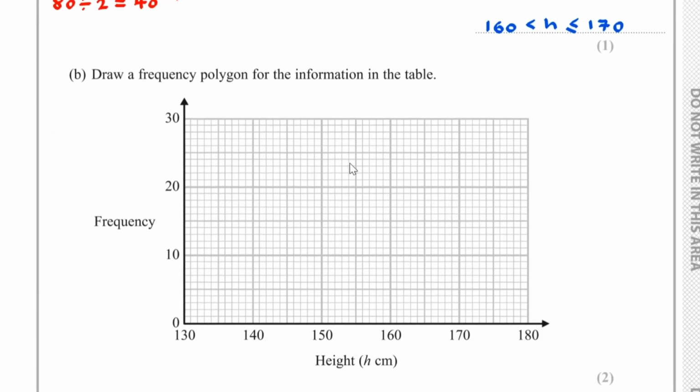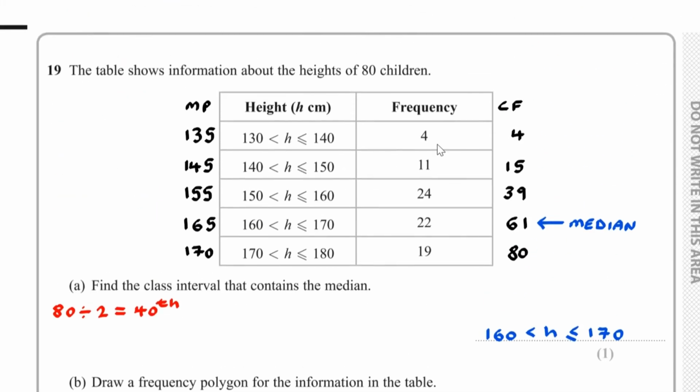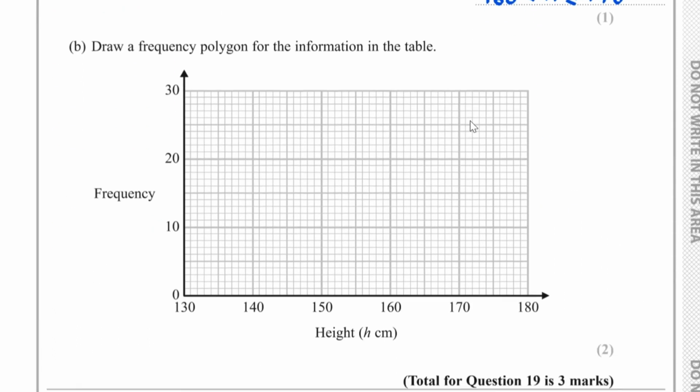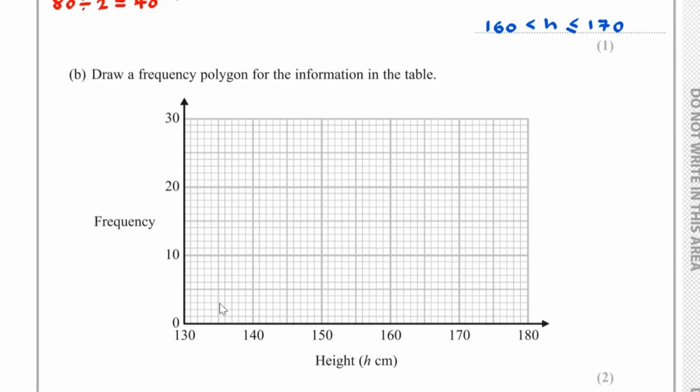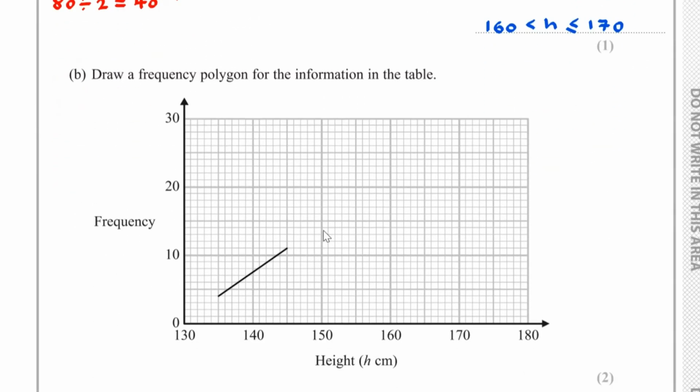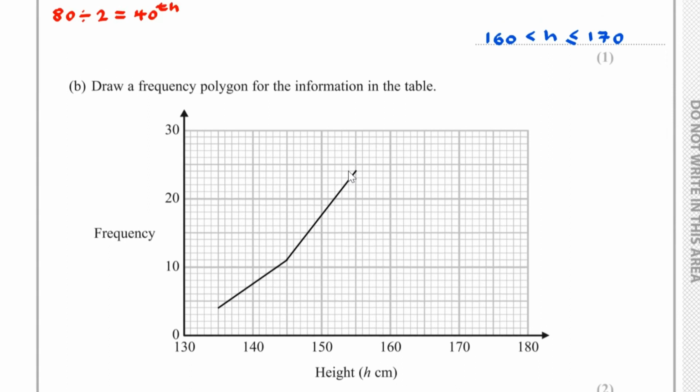So, if we plot those, we've got 135, then we plot that with the frequency of 4, and then we join that with 145, 11. So I've got 135, 4, and I need to join this with 145, 11. Then I need to join this to 155, 24. So 155, 24, that is over here.